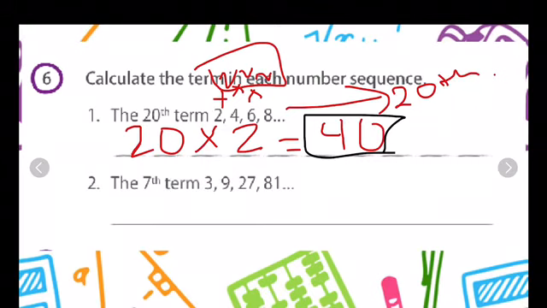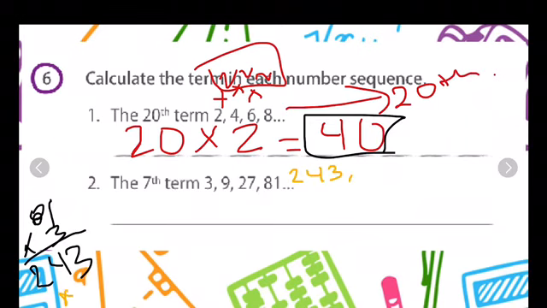This is a different sequence. 27 times 3, 81. I suggest you try to work this out in your notebook or use the back pages of your learning logbook. So 27 times 3, 81. 81 times 3, how much will it be? 243. So your next term right here will be 243.